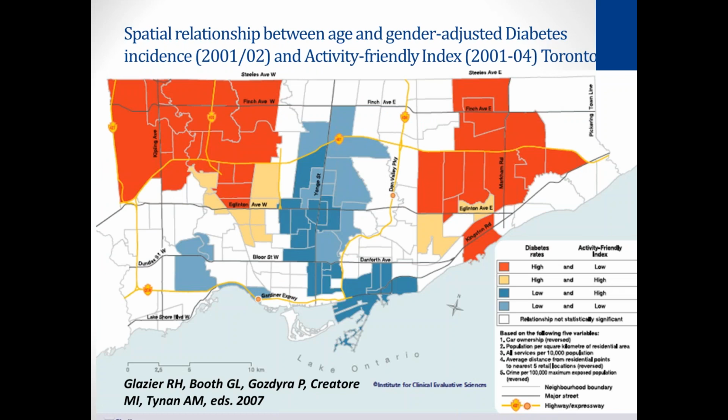This is some work out of Toronto, but it just shows the spatial relationship between age and gender-adjusted diabetes incidence and this activity-friendly index out of Toronto. So if you look here, the communities that are highly walkable actually have a lower incidence of diabetes than the ones that are not.